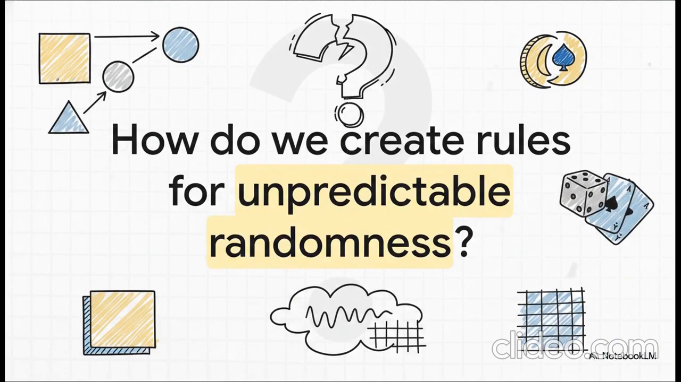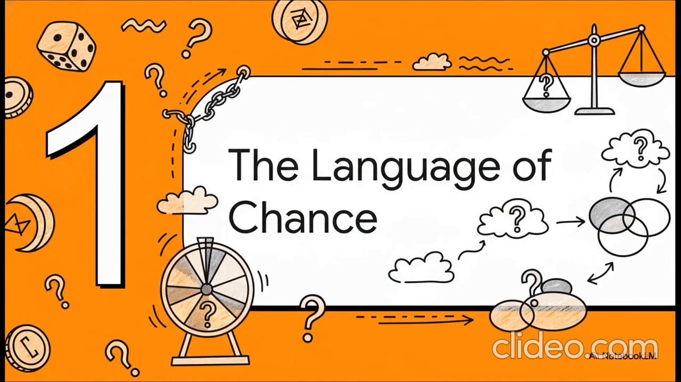It seems like a total contradiction, doesn't it? How on earth do you make rules for something that, by its very definition, is supposed to be rule-free? That's the puzzle that had thinkers scratching their heads for centuries. How do you build a logical system for something that feels, well, completely illogical? So to even begin to tackle this paradox, we first needed a whole new way of talking about it, a new language.